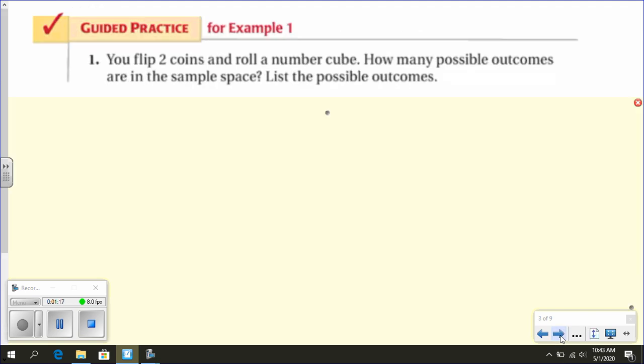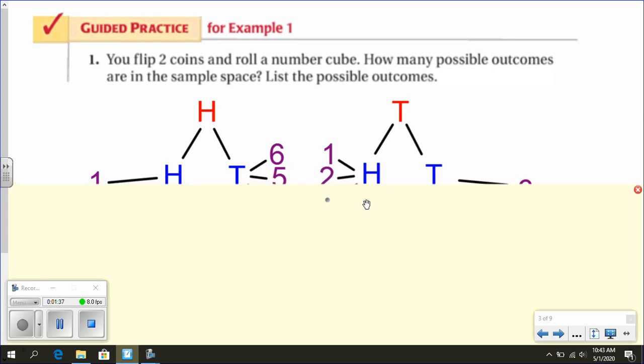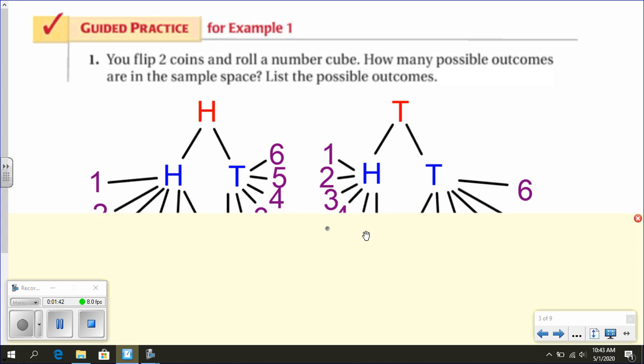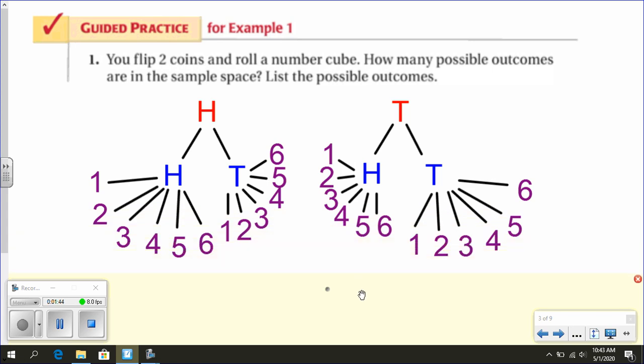So let's try this again. Now we're going to flip 2 coins and roll a number cube. How many possible outcomes are there in this space total? All right, well, if we flip 1 coin, our possible outcomes are heads and tails. If we flip another coin, once again, it's going to be heads or tails. But we also have that number cube, so we have 6 possible outcomes there.